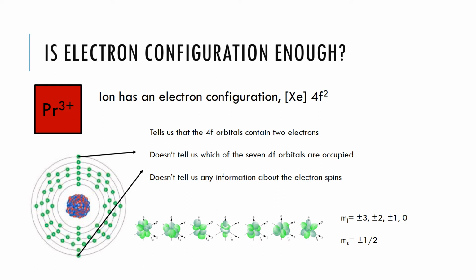You'll remember then that we can have 7 F orbitals. They can have ml values of ±3, ±2, ±1, or 0. And each of the electrons within those orbitals can have a spin of plus or minus a half. So you can see there that electron configuration isn't enough to adequately describe the arrangement of electrons around praseodymium 3+ in this case.